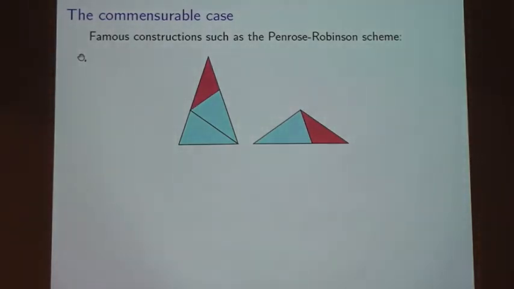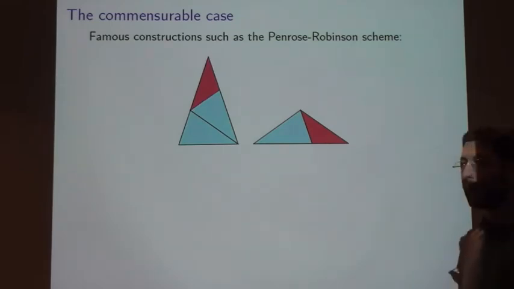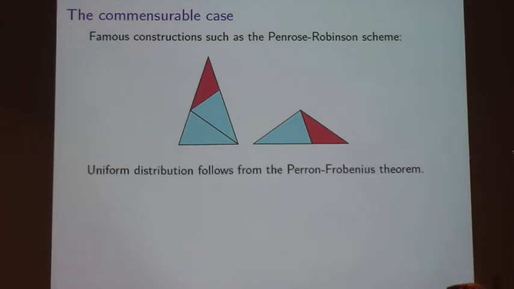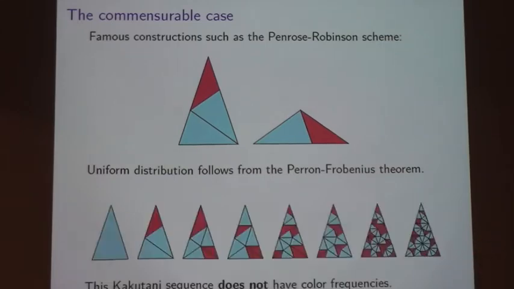Okay, right. So let me just say very quickly about the commensurable case. That, as I said, is very interesting. It includes famous constructions such as the Penrose-Robinson substitution scheme that generates the Penrose tiling. But everything that you want to know about this follows from the Perron-Frobenius theorem. You can really count everything by taking matrices, taking powers of the matrices, and understand everything. Although this is uniformly distributed as a sequence of partitions, the color frequencies do not exist in the commensurable case in general. It can exist, but it does not have to.